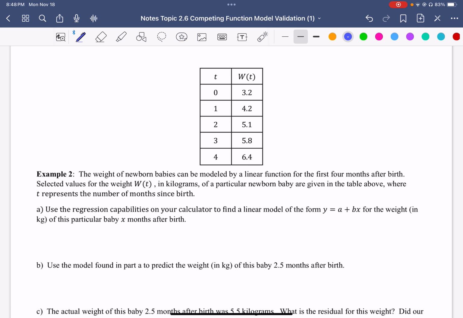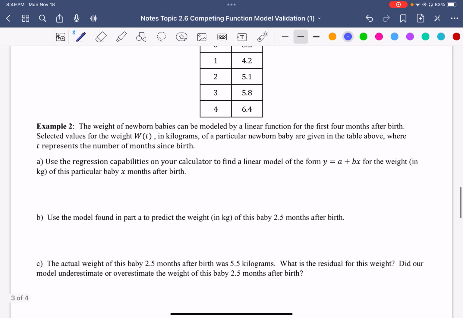The weight of newborn babies can be modeled by a linear function for the first 4 months after birth. Selected values for the weight W of t in kilograms of a particular newborn baby are given in the table above, where t represents the number of months since birth. Use the regression capabilities on your calculator to find a linear model of the form y equals a plus bx for the weight in kilograms of this particular baby x months after birth.